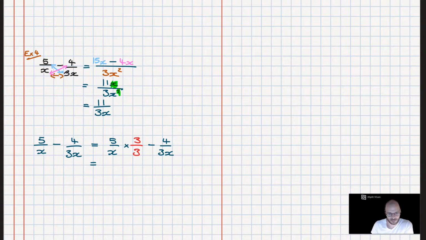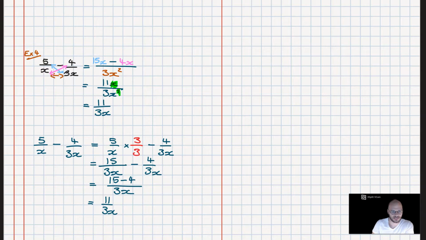Now multiplying it out, in the denominator 3 times x is 3x, and in the numerator we're going to get 5 times 3, which is 15. Now that's take 4 over 3x. Alright, cool. Now cleaning up the numerator, what we can do is we can rewrite this as 3x under 15 take 4, and that of course is going to come out as 11 over 3x. So we end up getting the exact same answer as we did originally.